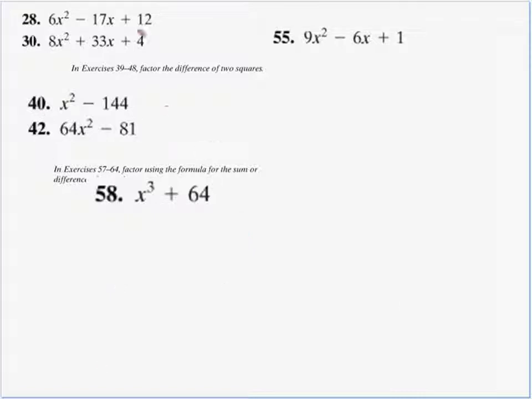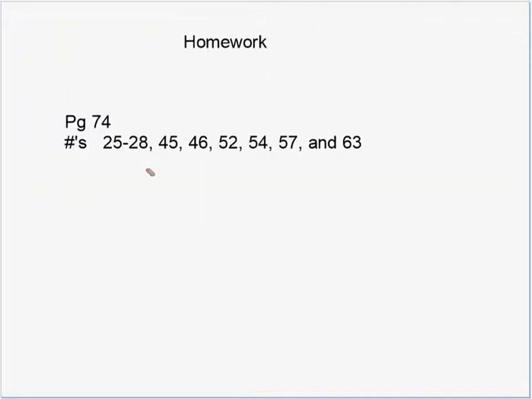All right, let's see what the homework looks like here. Page 74, 25 to 28, and then 45, 46, 52, 54, 57, 63. Remember the odd ones, check them in the back of the book. The even ones right next to the odd ones are very, very similar. If you can do the odd number one, you should have a good handle on the even number one and get the correct answer. All righty, see you in the next video.